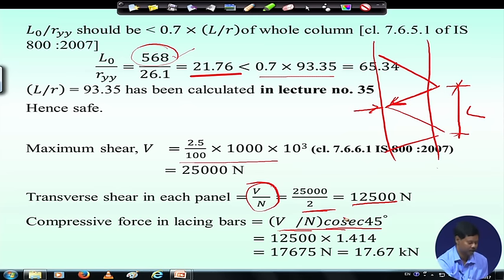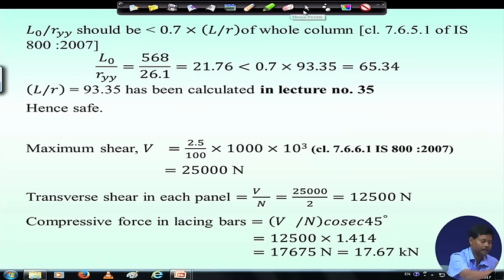The compressive force in the lacing bar we obtained, this value, will be required in today's calculation, that is 17.67 kilonewton. This value is the compressive force in the lacing bar, and while designing the connections we have to design against this load. So, we have to remember this load which is coming here.